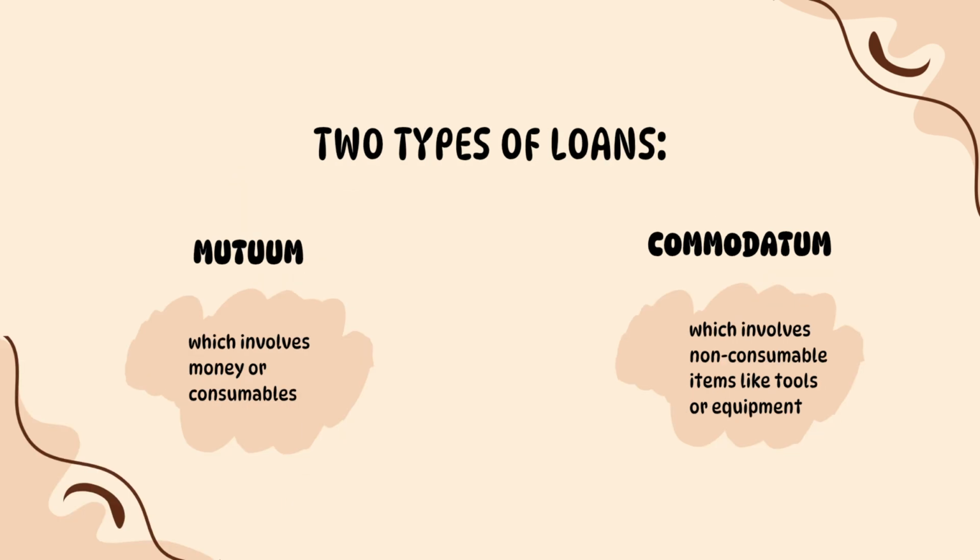In contract of loan, there are also two types of loans. The first one is mutuum, which involves money or consumables. And the second one is commodatum, which involves non-consumable items like tools or equipment.